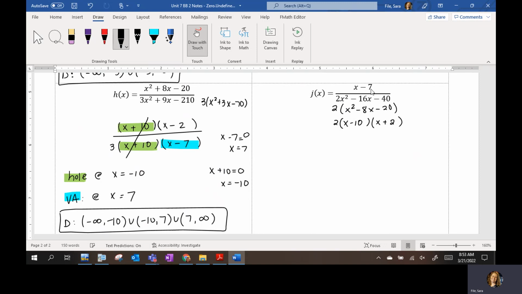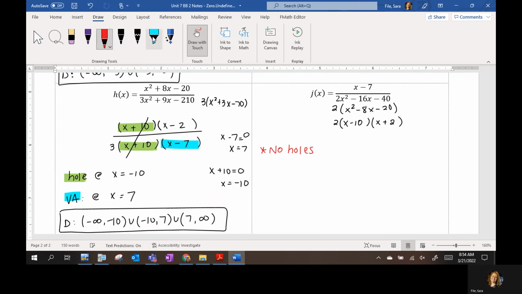My numerator is the x plus 7. Are any of those the same? Is x minus 7 one of the denominator's factors? No, right? So what does that mean? No what? No holes.